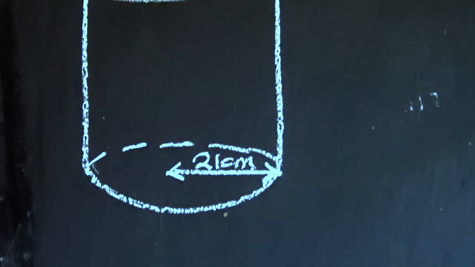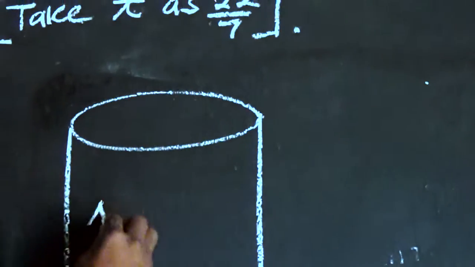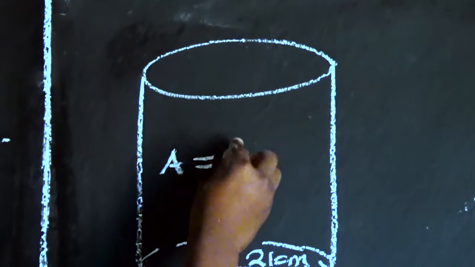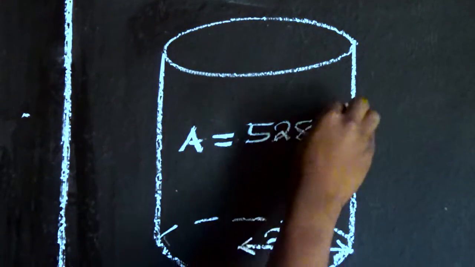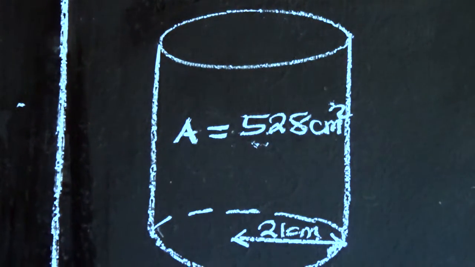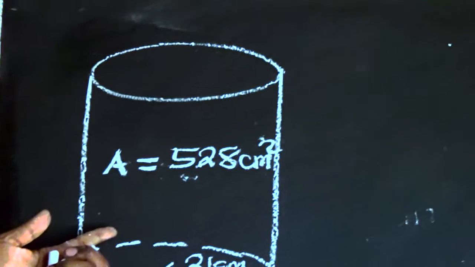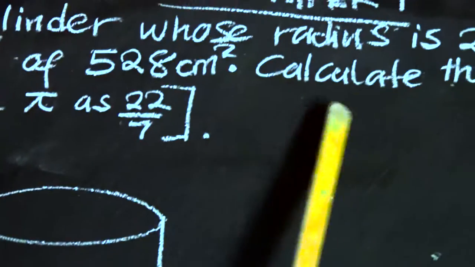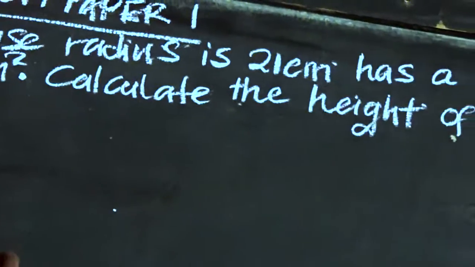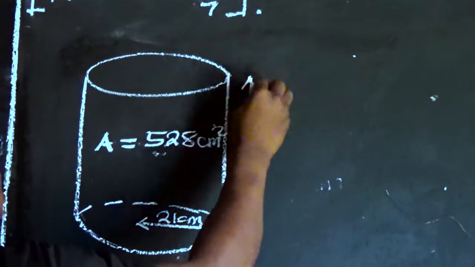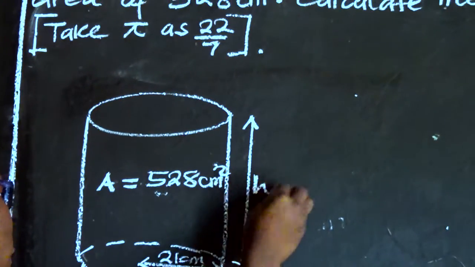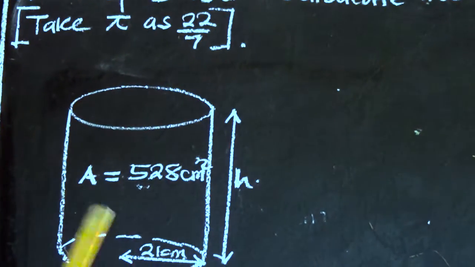And then the area is what? The area is 528 centimeters squared. This is the area of this cylinder. Then we are being told to calculate the height. They want the height. The height we've not been given. This is what we want, right? So we don't have the height. But we have been given the what?